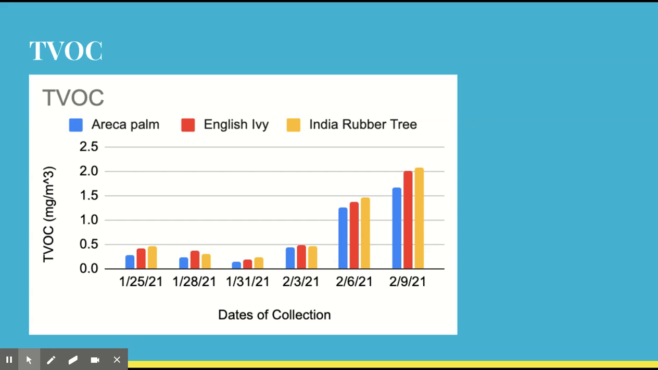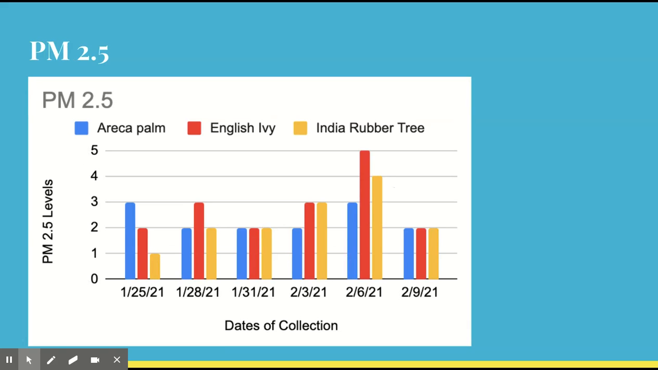TVOC. Like the formaldehyde, the first couple days were pretty good and seemed to be reducing until the last days when it rose dramatically. PM 2.5. As you can see, they're all relatively around the same and only seem to rise one day, which was February 6th.